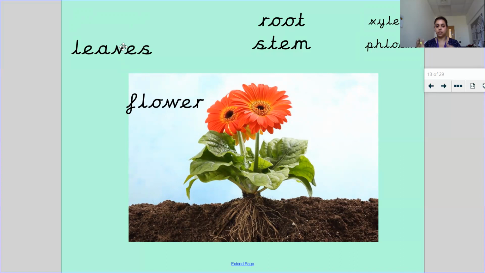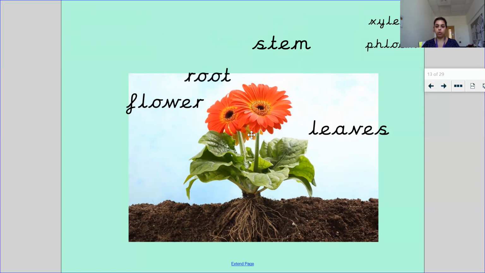Now we've got our leaves. Good. And our leaves are this part here, the big green parts here, and they absorb, so they take in all the sun energy, and they use it to help them to create food for the plant. So we really need to have sunlight for our plants, and the leaves absorb that sunlight and turn it into energy and food store that can be used by the plant to grow.